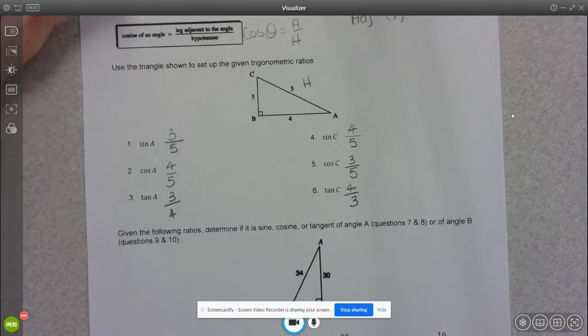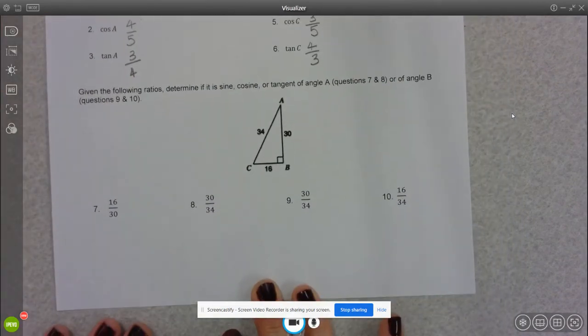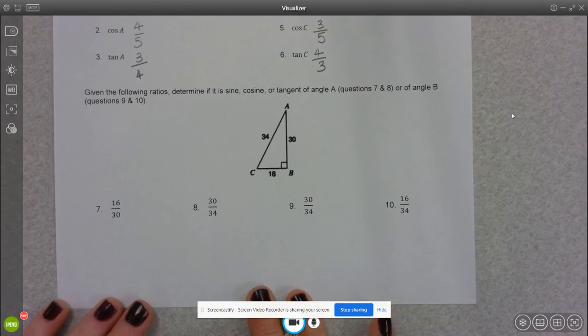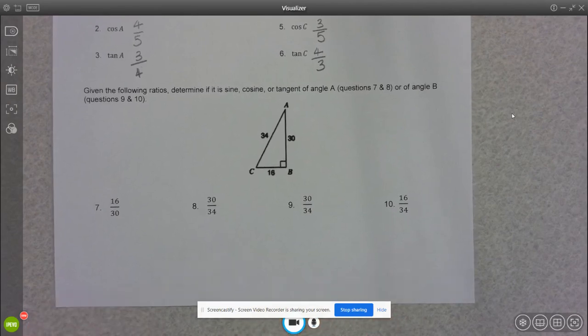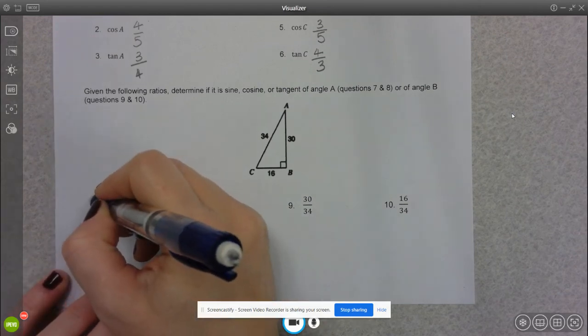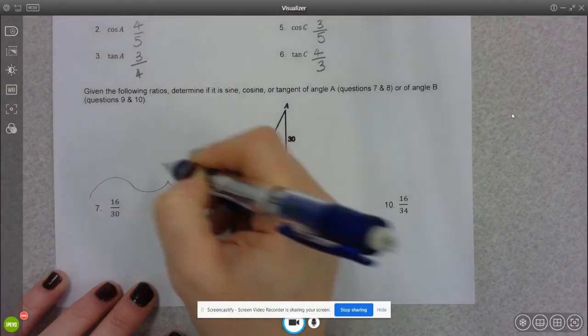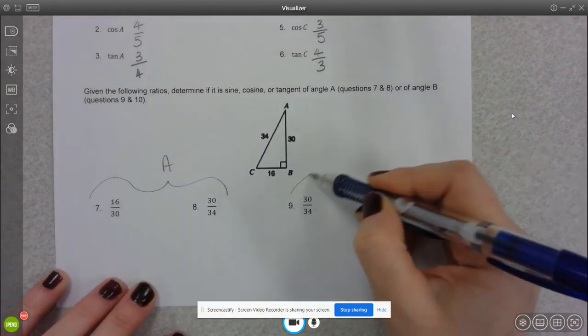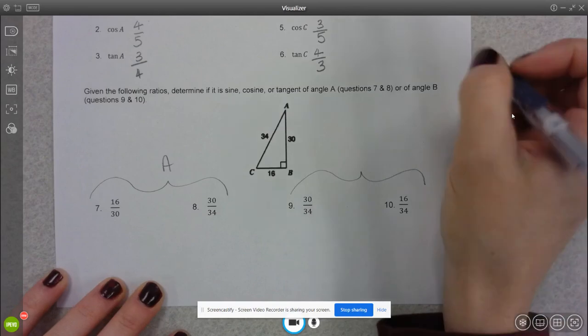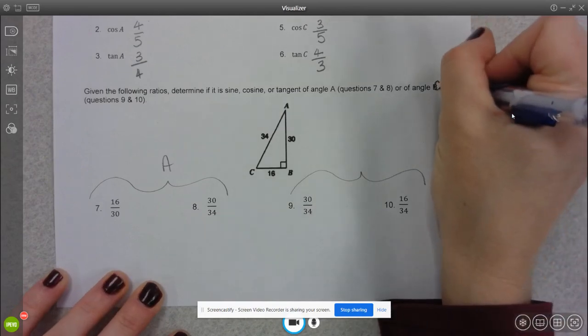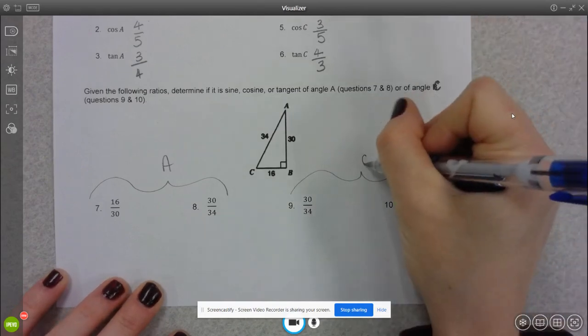And last but not least, here are some ratios. I have to figure out if it's sine, cosine, or tangent of angle A for 7 and 8. So here I'm using angle A. Here I'm using, oops, this is supposed to say angle C. Sorry, everybody. Typo, might be.